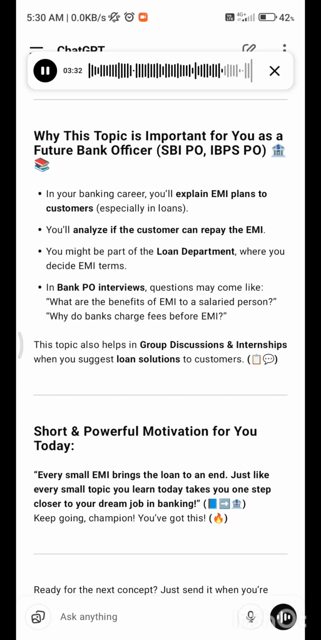In your banking career, you'll explain EMI plans to customers, especially in loans. You'll analyze if the customer can repay the EMI. You might be part of the loan department where you decide EMI terms. In bank PO interviews, questions may come like, what are the benefits of EMI to a salaried person? Why do banks charge fees before EMI? This topic also helps in group discussions and internships when you suggest loan solutions to customers.